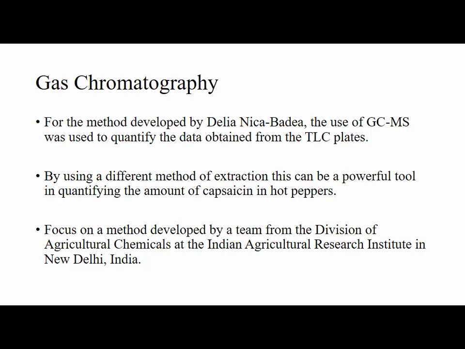So looking at something a little bit better, this would be gas chromatography. This way, by using gas chromatography, you can also quantify the amount of capsaicin. By using different methods of extraction, this can also be a very powerful tool. And I'm actually going to focus on one paper from the Division of Agricultural Chemicals at the Indian Agricultural Research Institute in New Delhi, India.